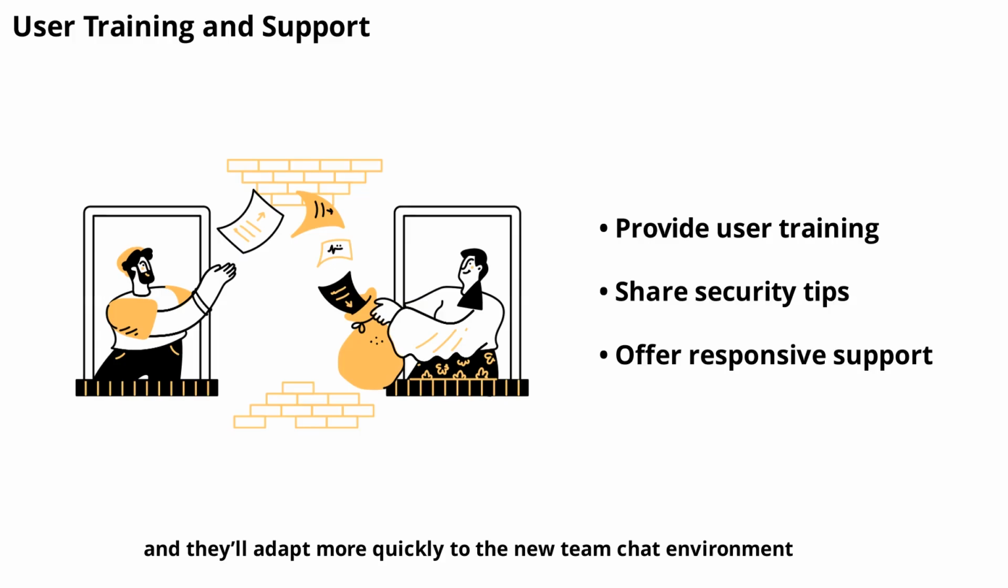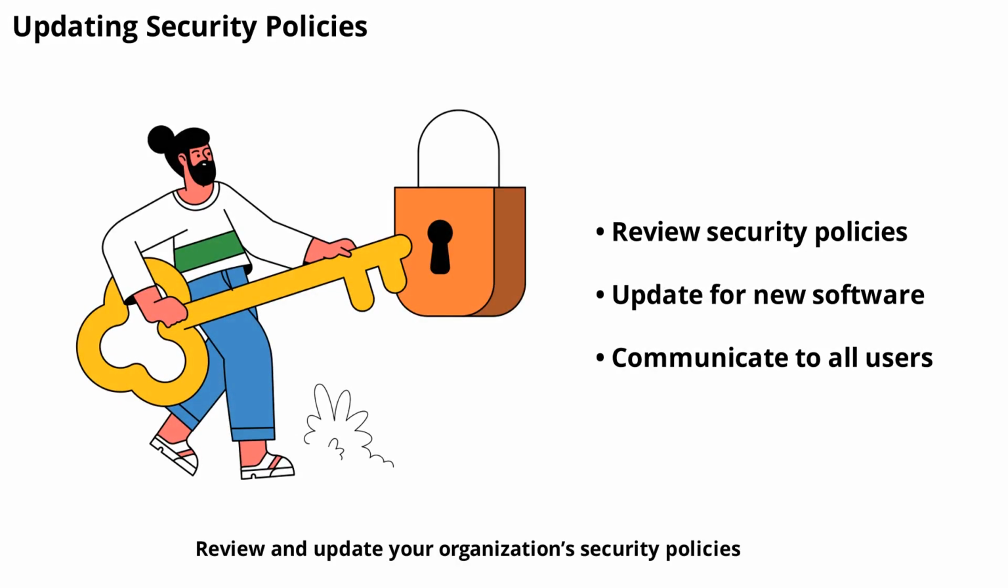Review and update your organization's security policies to reflect the new team chat software. Ensure that guidelines for data handling, access control, and incident response are current and relevant. Communicate these policies to all users and enforce them consistently. Updated policies help maintain a secure environment and set clear expectations for everyone involved.